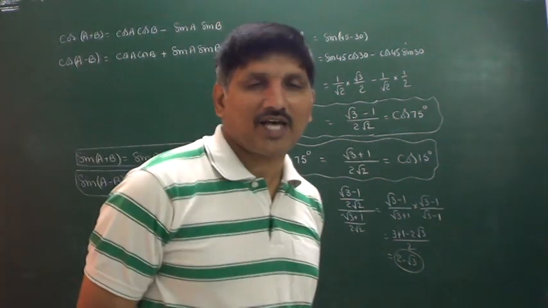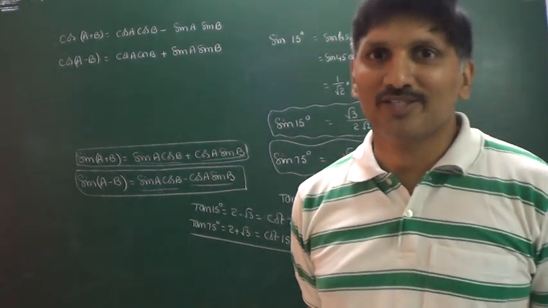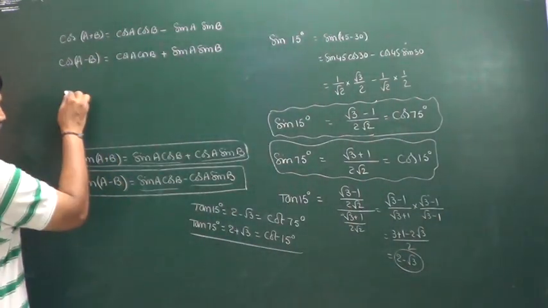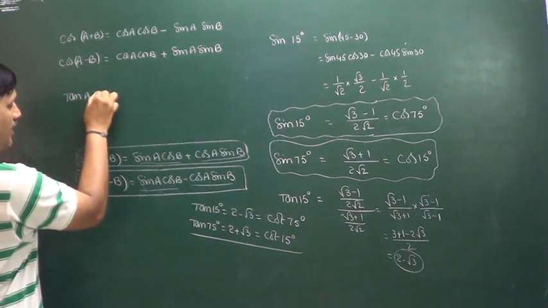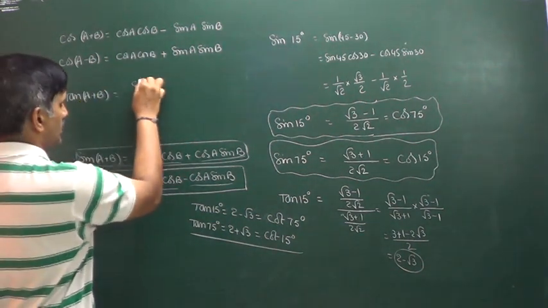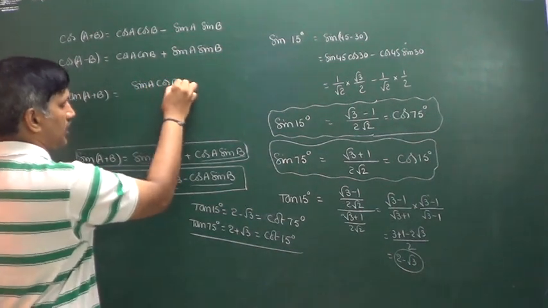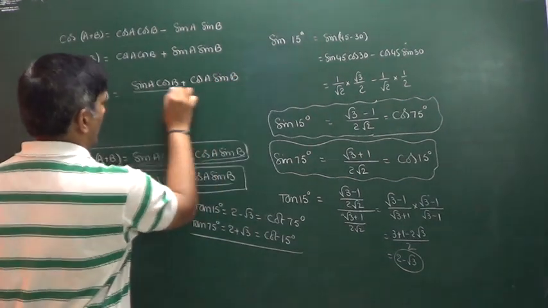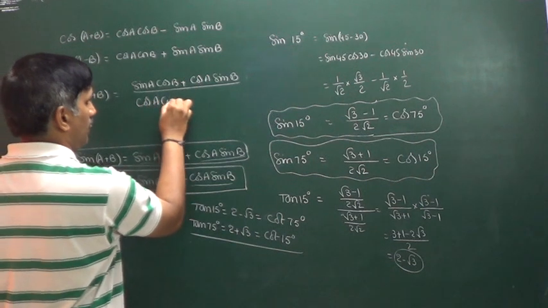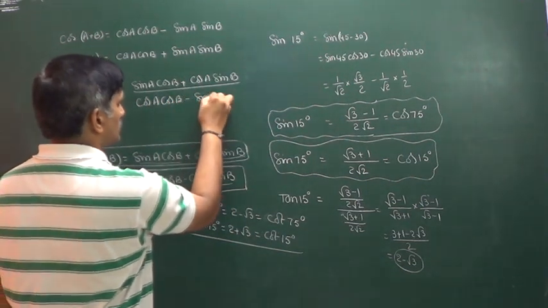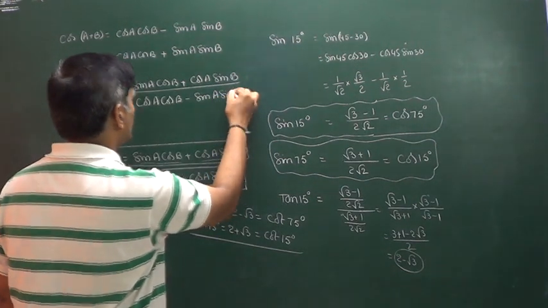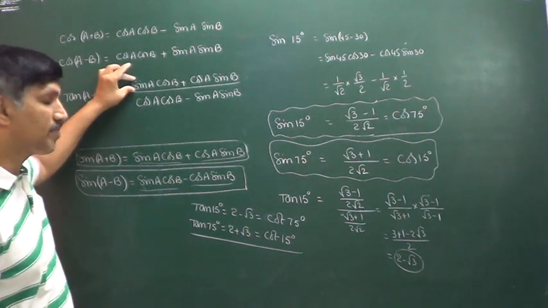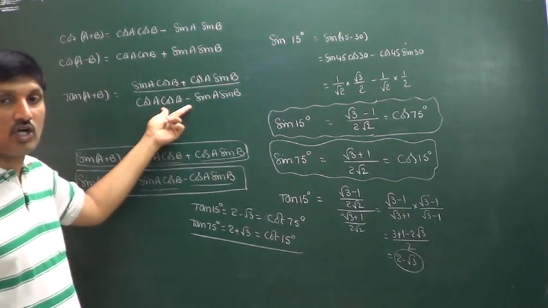Sir, you derived the sin(A+B) formula and the cos(A+B) formula. Sir, what about the tan(A+B) formula? Yes, I am getting to it. You know the sin(A+B) formula and the cos(A+B) formula. That's why I am writing tan(A+B) as sin A cos B plus cos A sin B divided by cos A cos B minus sin A sin B. Tan(A+B) can be written as sin(A+B) by cos(A+B): the sin(A+B) formula in the numerator and the cos(A+B) formula in the denominator.